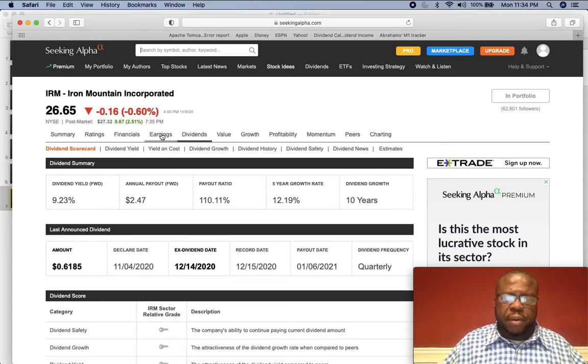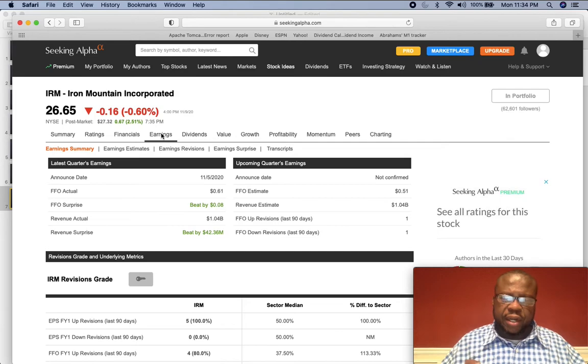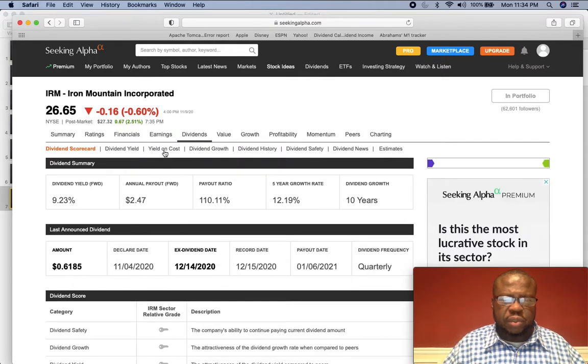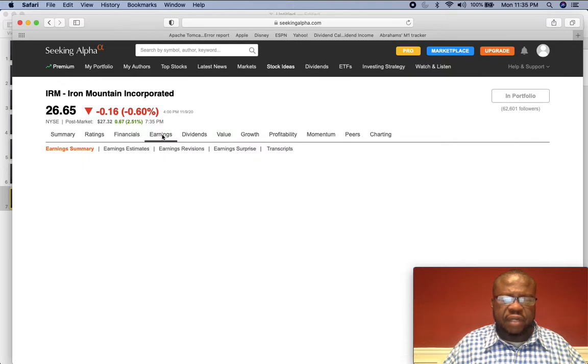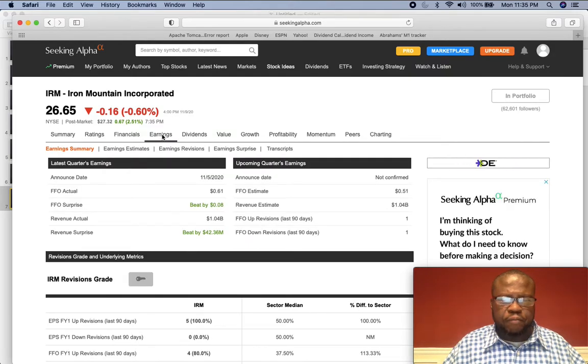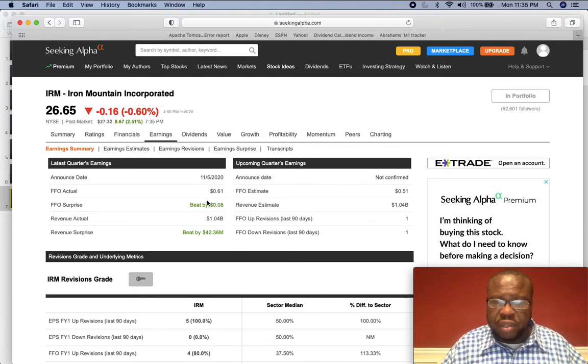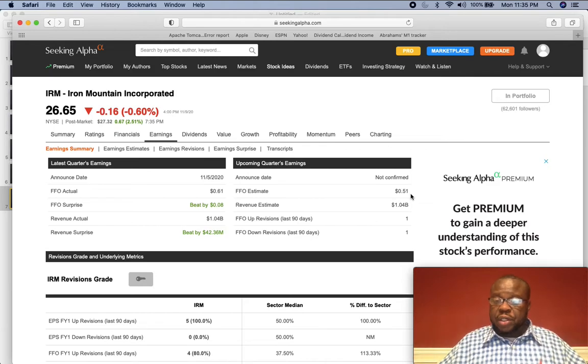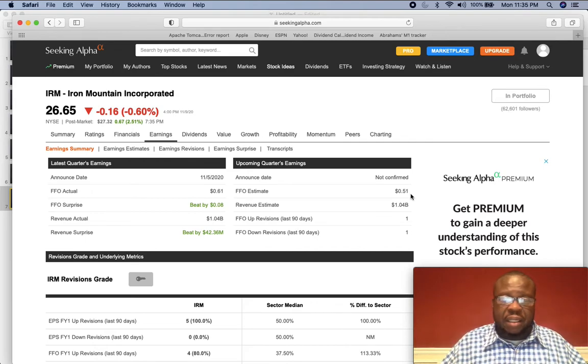Let's look at earnings. Remember that because it's a REIT, they don't use EPS. They don't use earnings per share. They use something called funds from operations, FFO. So they're paying out, we said, about 61 cents, almost 62 cents, 0.6185, all right, per quarter. The funds from operations, which is equivalent to earnings per share, for November 5th, I guess the last quarterly earnings, was about 61 cents. So it's almost paying out everything. And in the estimated future ones coming up, it's going to be about 51 cents. So obviously that's something to consider, right? That the dividend they're paying out is actually more than they're earning. Okay? Obviously that is something that is not sustainable.